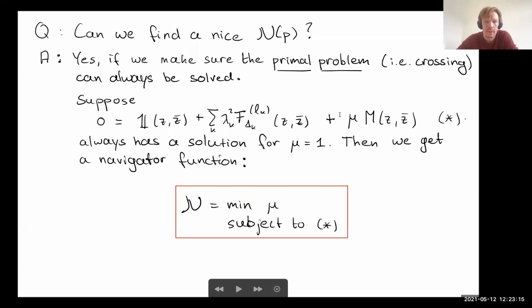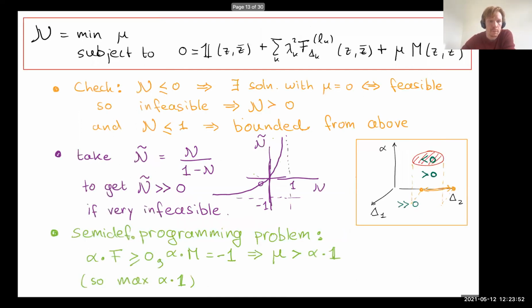So our claim is that you can then do something like this. Suppose that you add some extra term that we'll have to define in a second, such that there is always a solution to this equation with positive OPE coefficients and the spectrum, as long as this coefficient mu here is equal to 1. Then our claim is that we get a nice navigator function if we try to minimize this coefficient mu, subject to, of course, the fact that this crossing symmetry equation must be obeyed. So this is our claim for a navigator function.